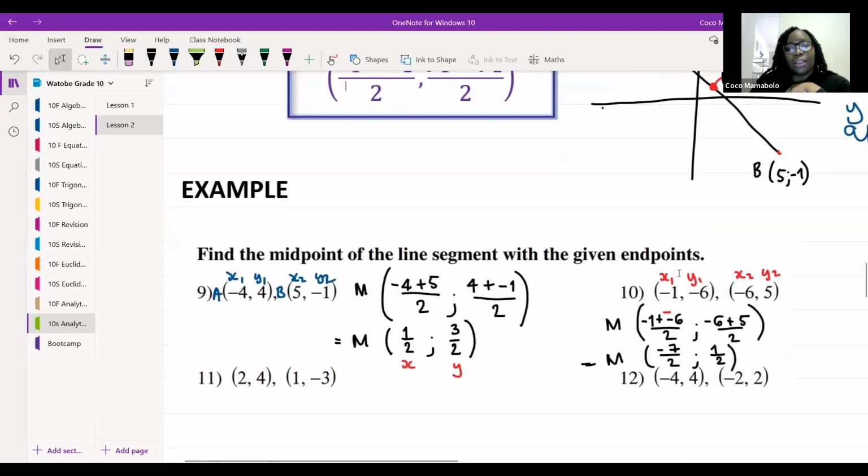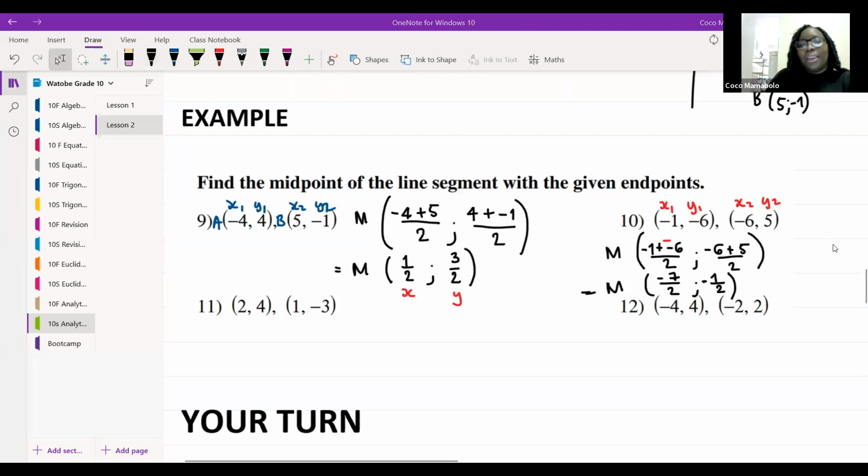Okay, and then Gift is saying -6 plus 5 is 1 over 2. Oh, -1. Sorry, -1/2. Yes, -6 plus 5 is -1. Yes, guys, -1. Good. Thanks for pointing it out. 100%, guys. All right, let's look at number 11, guys.